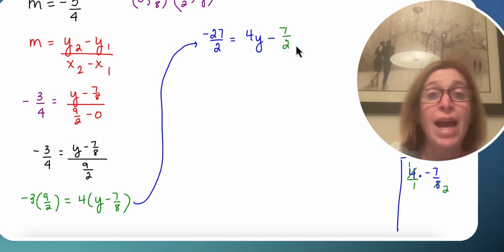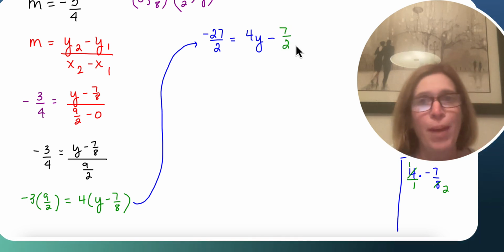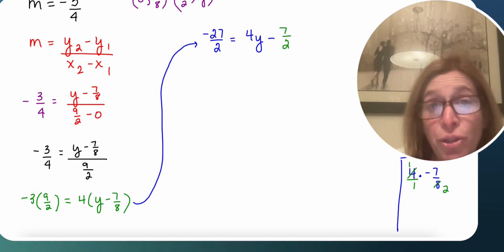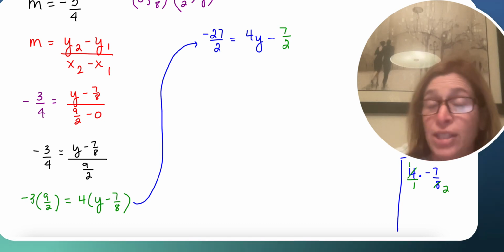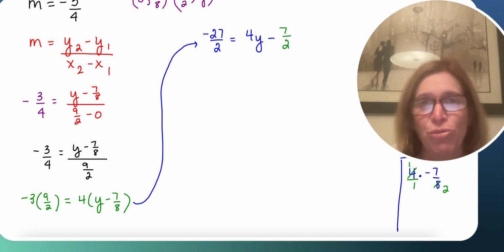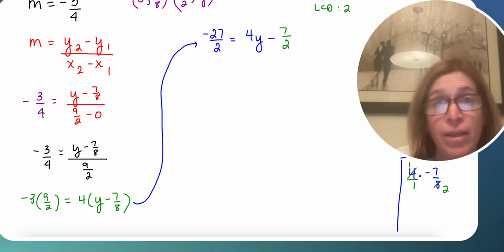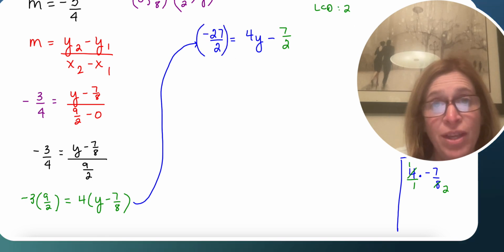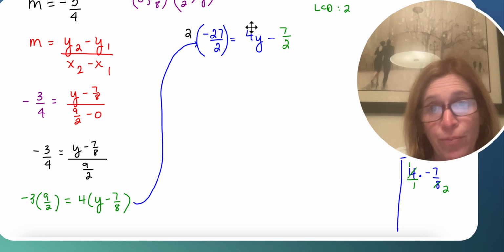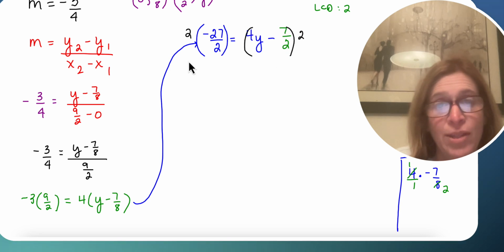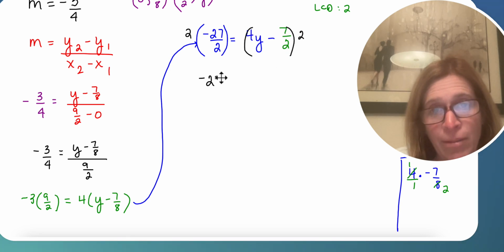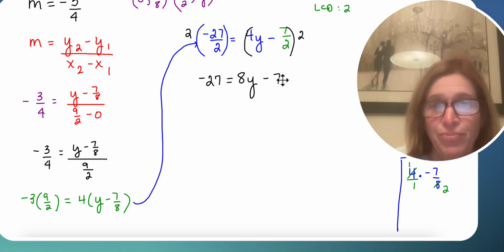Okay, so now is when we've got to use our past skills. In the earlier unit, you learned how to clear fractions, and anytime I see an equation with fractions in it, I'm going to clear them. It's going to make it easier. So in this case, I find the lowest common denominator, which is 2, and I'm going to multiply both sides of the equation by 2. So that's going to give me negative 27 equals 8y minus 7.